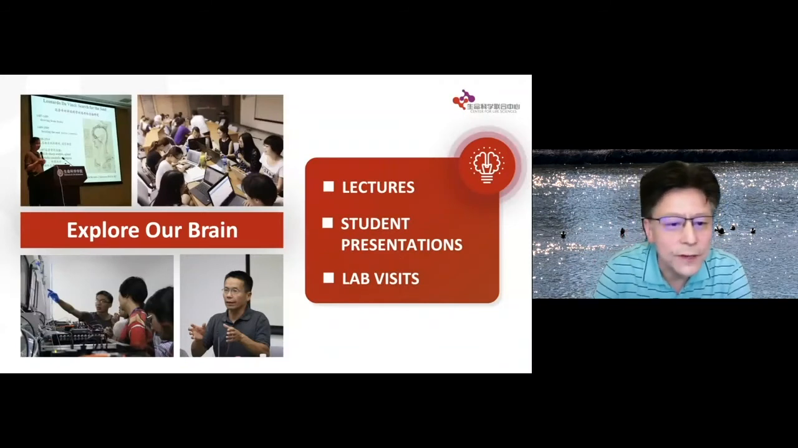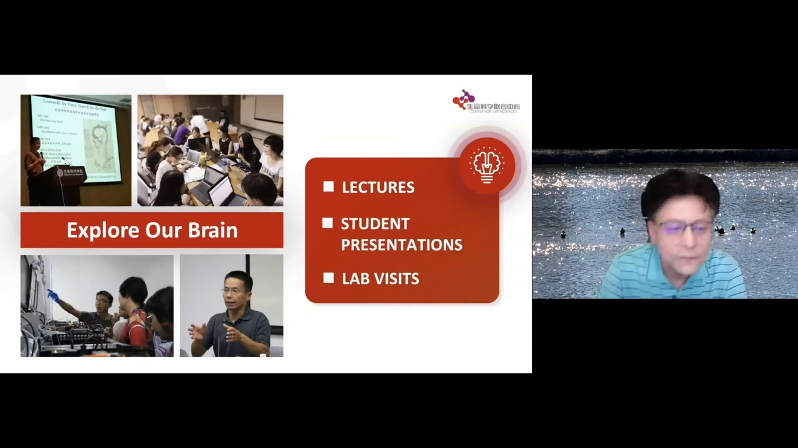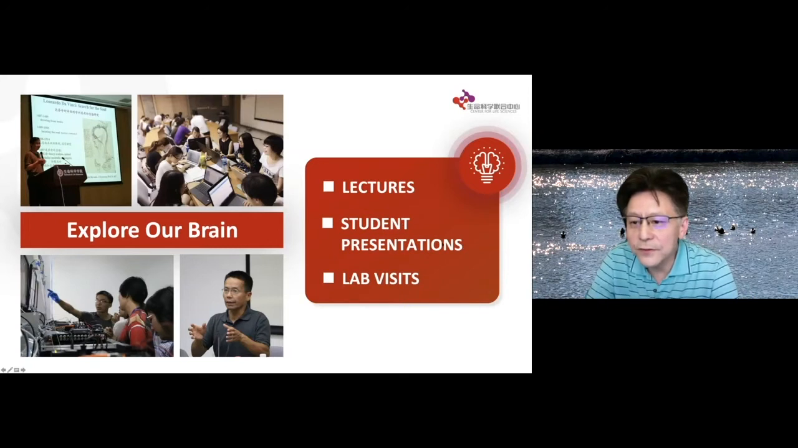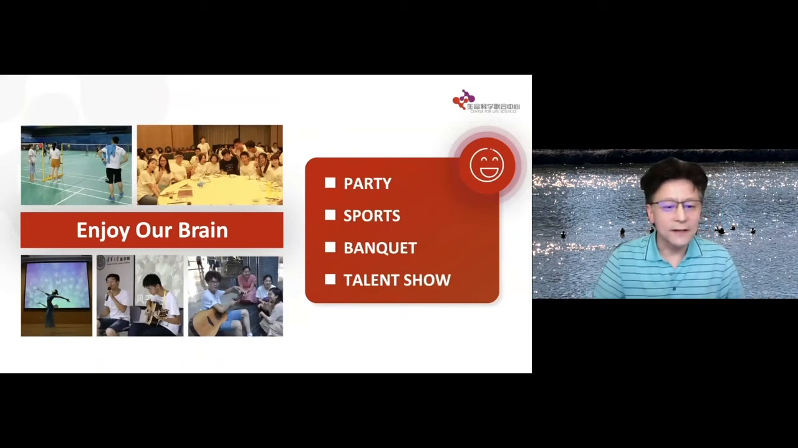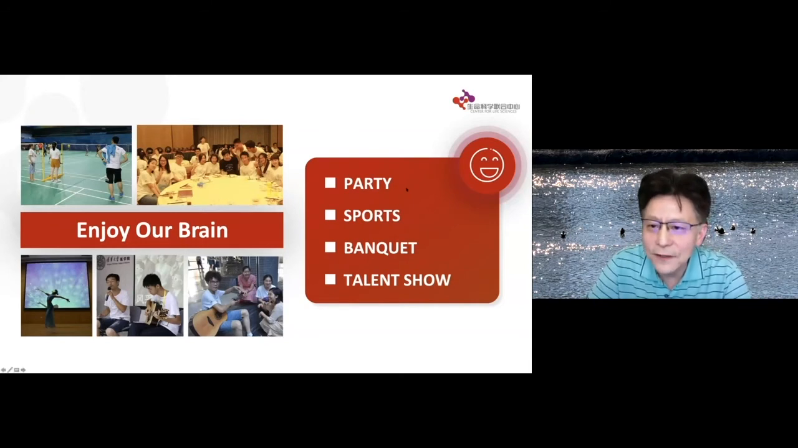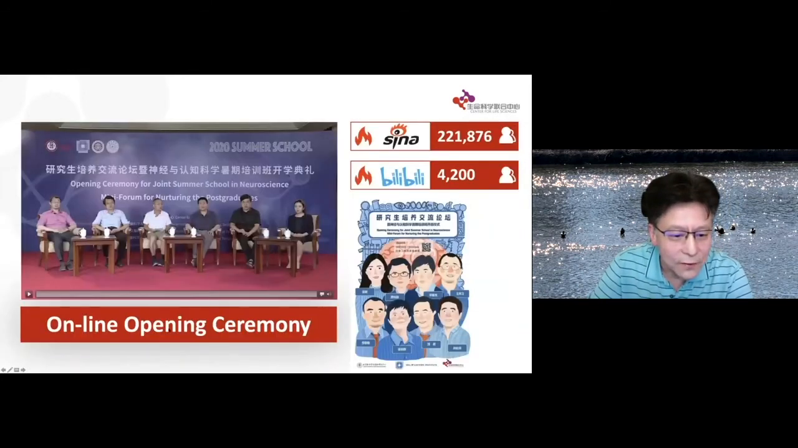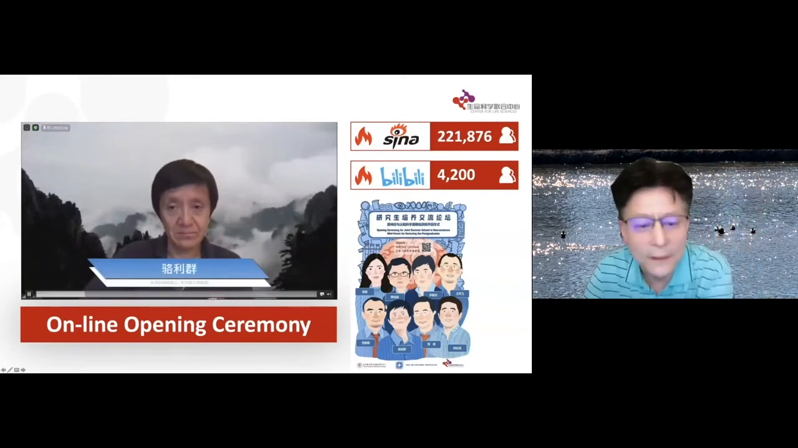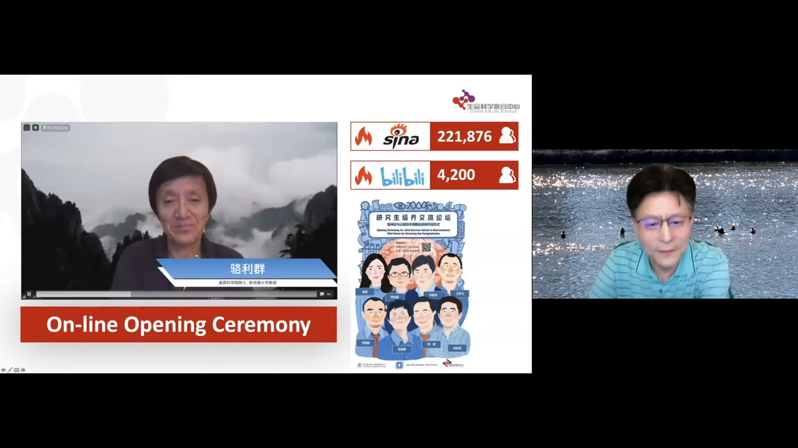And in this summer school, they organized somewhat differently. Their philosophy is that it's divided in two parts. One, they call Explore Our Brain, and this consisted of lectures, student presentations, and lab visits. And then the other they call Enjoy Our Brain. So you can see it's basically get together and enjoy. So it's parties, sports, banquets, and even a talent show. And this is their online ceremony this year. I don't think I have the time to show the full video. But this is Li Xunluo from Stanford, some of you know. Of course, he couldn't join in person, but thanks to online training, he joined us from Stanford.